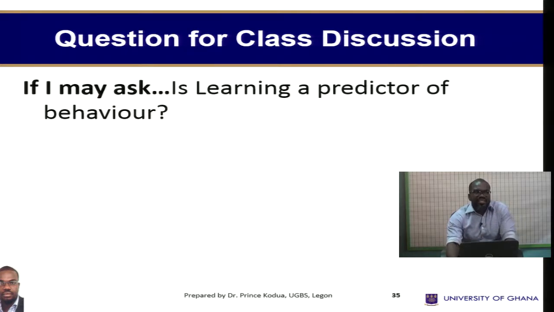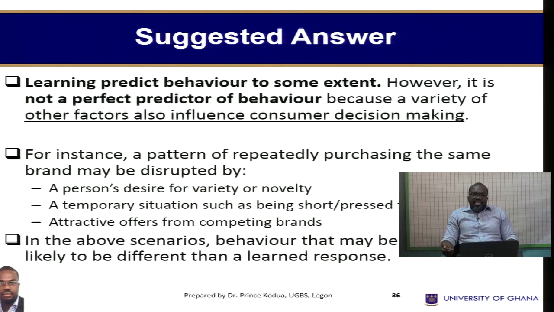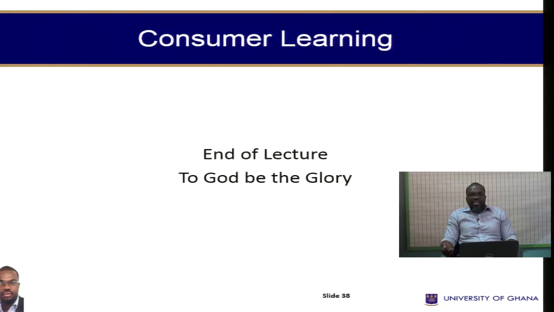The question I ask the students is to start thinking about: is learning a predictor of behavior based on the things we've studied, classical conditioning, operant learning, and observational learning? Is learning a predictor of behavior? You can read the suggestions I've given here as to whether learning is a predictor of behavior. Thank you. We've come to the end of the section.